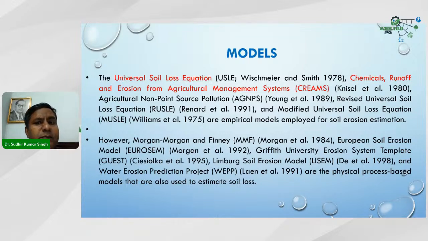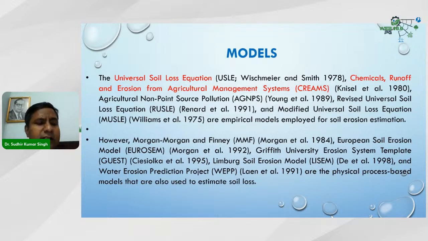Correct. The main basic equation was developed as the Universal Soil Loss Equation, Wischmeier and Smith 1978, for a plot scale. Later on, people conceptualized this idea into different process based models like CREAMS (Chemical Runoff and Erosion from Agricultural Management Systems) and AGNPS, the Agricultural Non-Point Source pollution model. Then the Universal Soil Loss Equation was revised as the Revised Universal Soil Loss Equation, which is very common nowadays. That was further modified as the Modified Universal Soil Loss Equation. These are the empirical models.